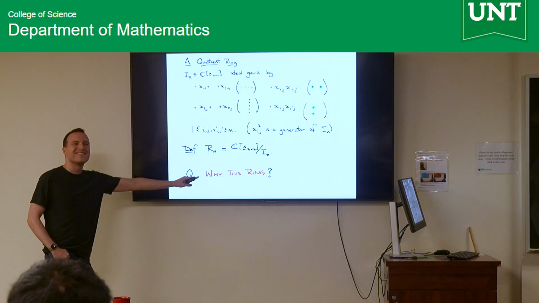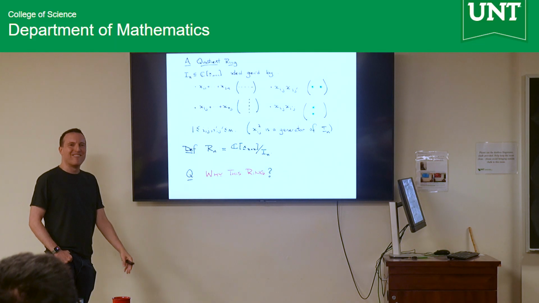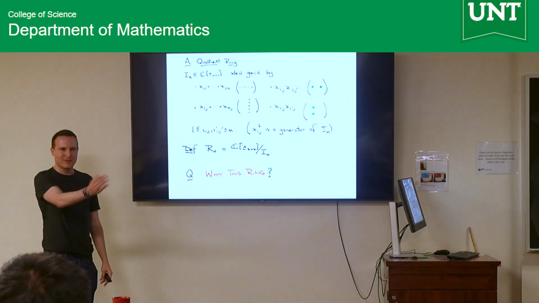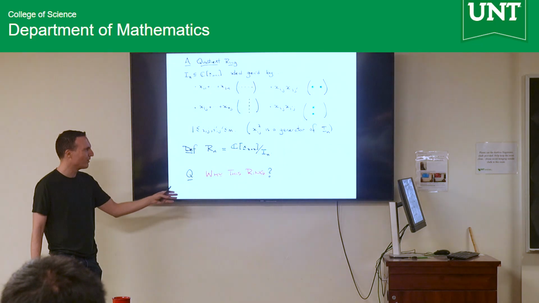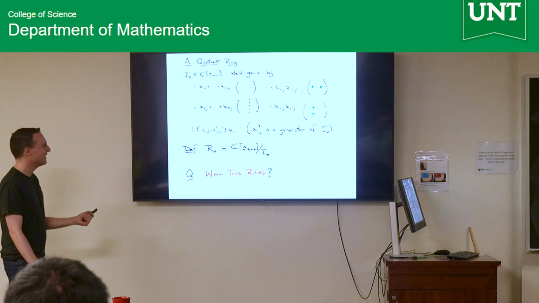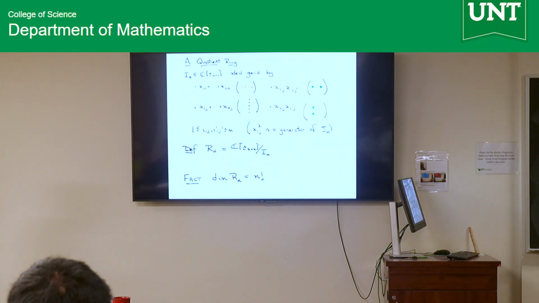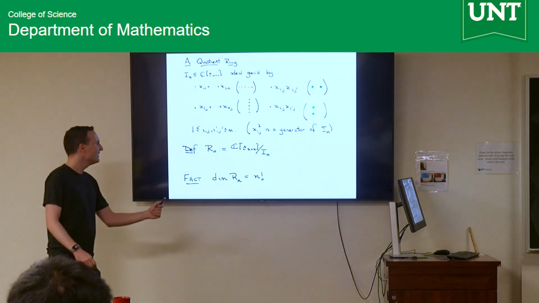But really, you're all far too docile, right? I think many audiences by now would just be screaming at me, why should we consider this ring? I just threw this ring at you, and we had this beautiful combinatorics of permutations before. How can I justify that this ring has anything to do with Sn? Well, first off, the vector space dimension of this ring is n factorial, so that should be your first clue that there's something permutation-y going on.